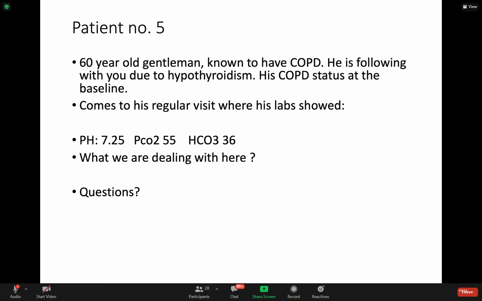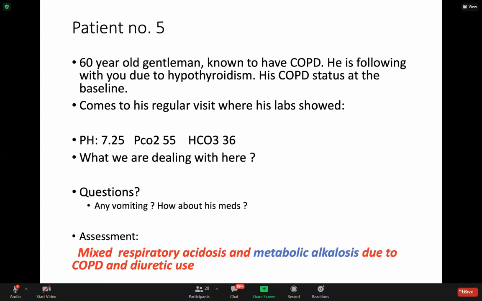Why? Because it is not acidosis and I have alkalosis. The bicarb is higher than what I expect. Ask about vomiting. Right, but he has no history of vomiting. I said here COPD status at the baseline. What do you think we ask about? The medications. The man has been taking hydrochlorothiazide, a thiazide, for a month. And I know that diuretics can cause metabolic alkalosis. So this patient has mixed respiratory acidosis and metabolic alkalosis due to COPD and diuretic use.